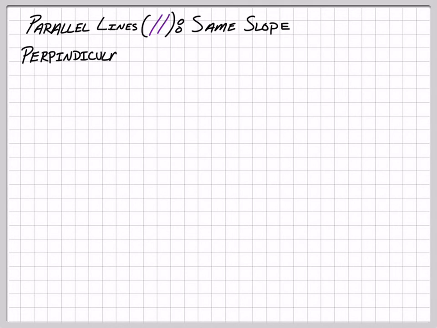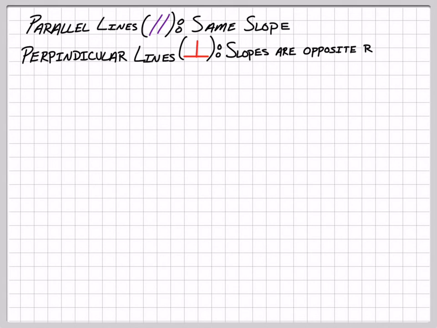How about perpendicular lines, though? And I hope you guys are okay with my perpendicular symbol, if you remember that from geometry, or my parallel line symbol. Perpendicular lines, they don't have the same slope. In fact, they have completely different slopes. To be specific, their slopes are opposite reciprocals.